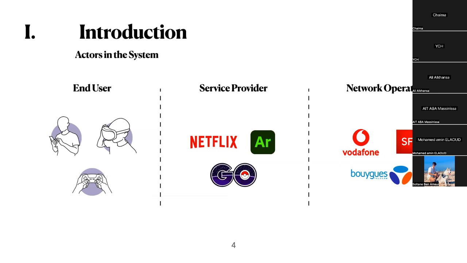So before diving into details, here I will specify the terminology that will be used in this whole presentation. In each part, we will have end users that could be mobile phone holders or augmented reality glasses or gaming console or any consumer. The service provider will refer to the provider of the application. That could be a video streaming application such as Netflix or augmented reality applications or any other kind of applications. The third actor is the network operator. It's the entity who manages and owns the network infrastructures and resources.